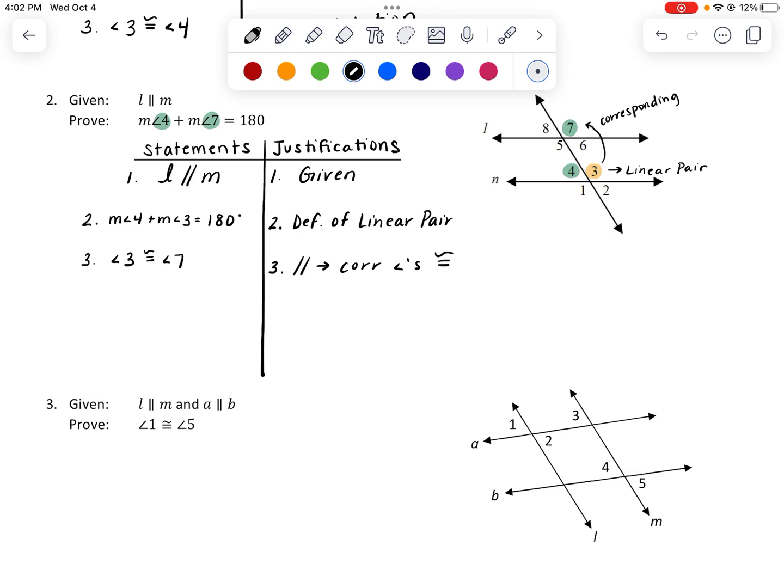And then I can use substitution. So I'm going to substitute 3 is equal to 7. So I'm going to substitute those in. So I get that the measure of angle 4 plus the measure of angle 7 is equal to 180 degrees. And again, I did substitution.